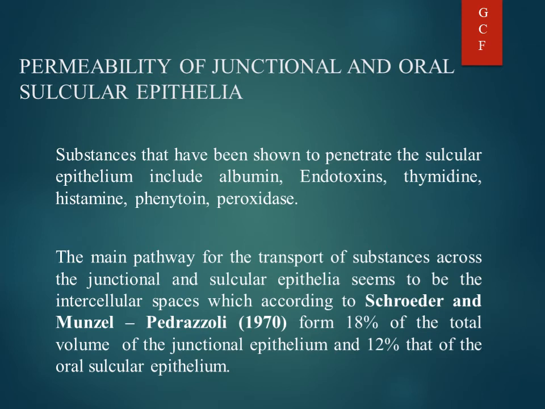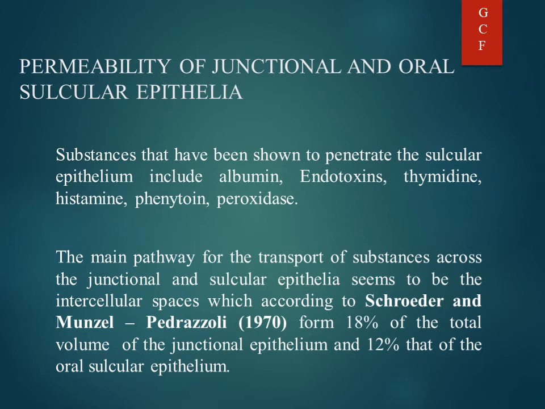So why is all this? Why are we able to see all this in disease? That's because of the permeability of the junctional epithelium and the sulcular epithelium. Because these cells have this permeability, they allow certain components to go out through the intercellular spaces. That's why we are able to study them.